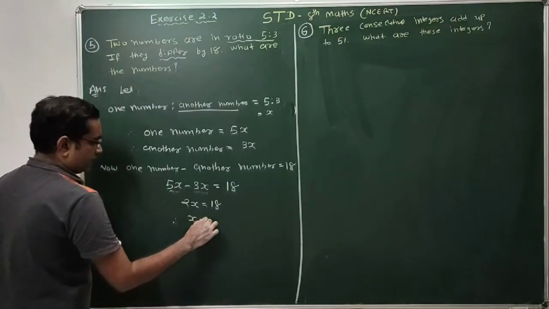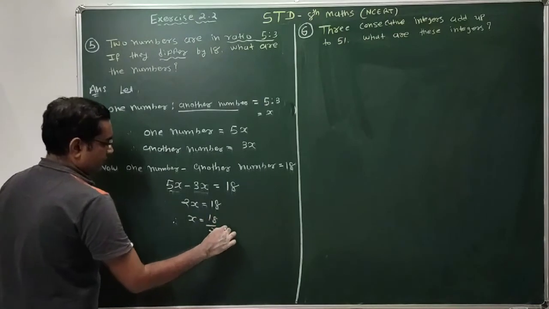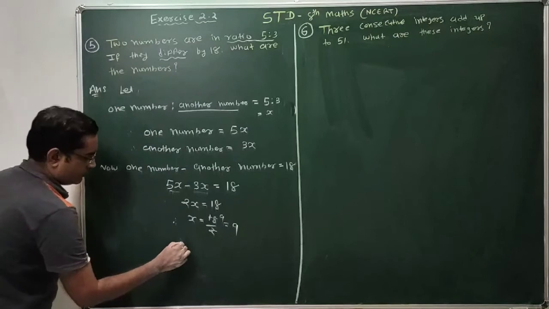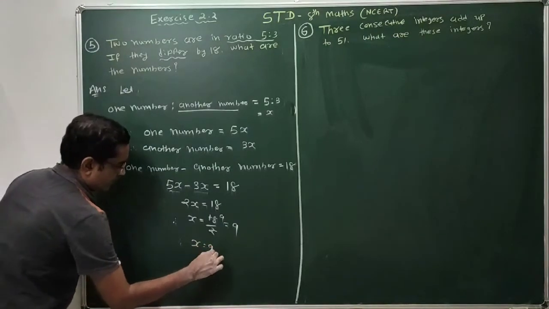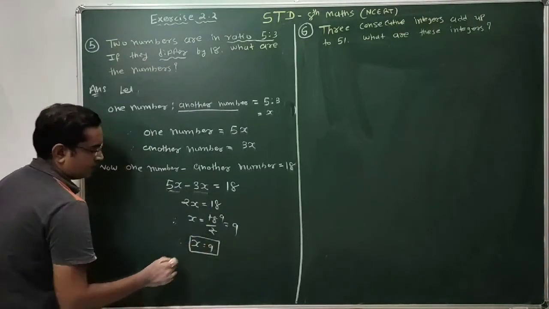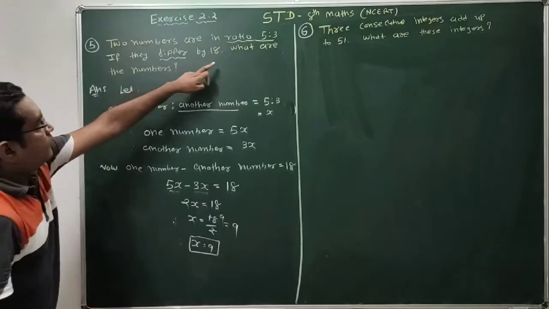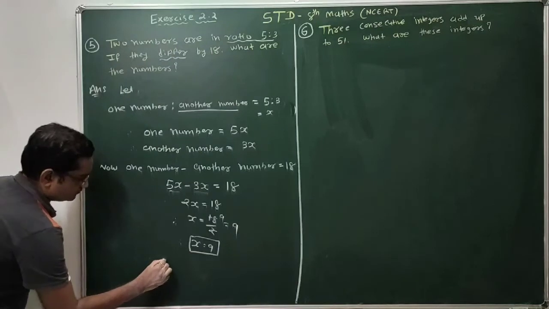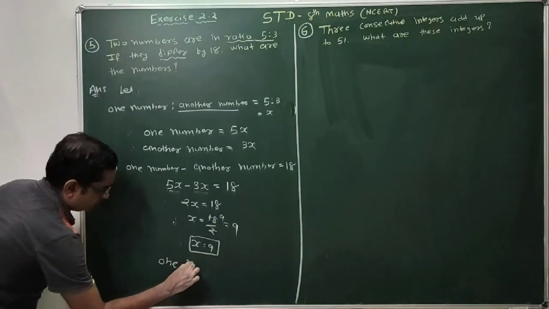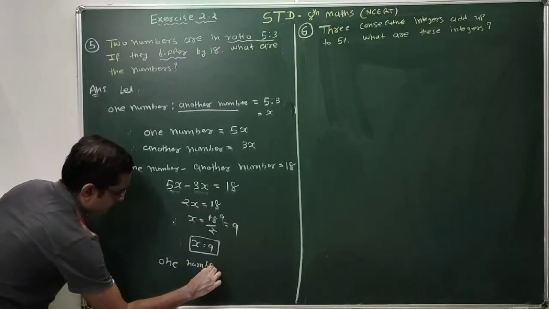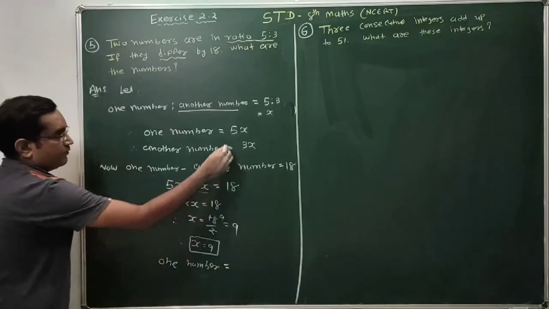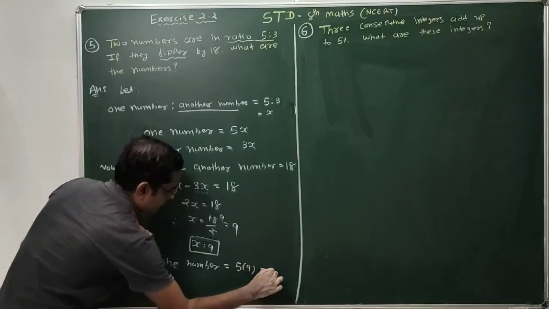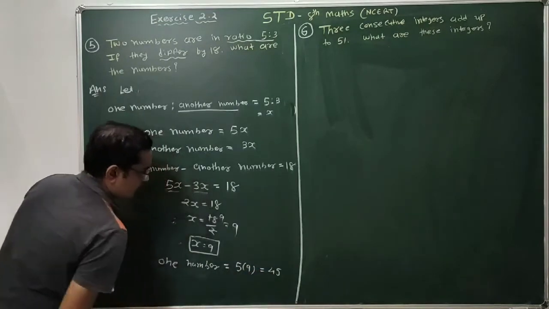Therefore, x equal to 18 by 2. So 2 9s are 18. Therefore, x equal to 9 is the solution. This is not the answer. Our answer is, what are the numbers? So the numbers are one number and another number. Our one number is nothing but 5x, which is 5 into 9. 5 9s are 45. So this is our one number.